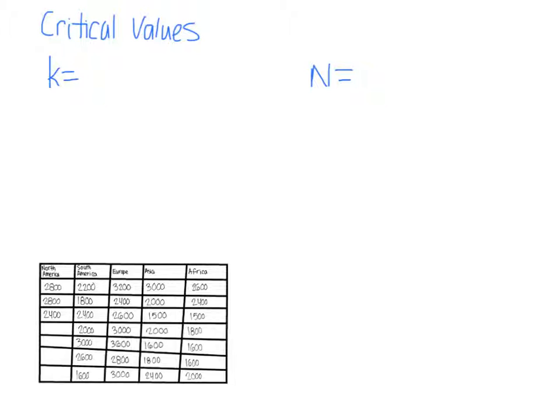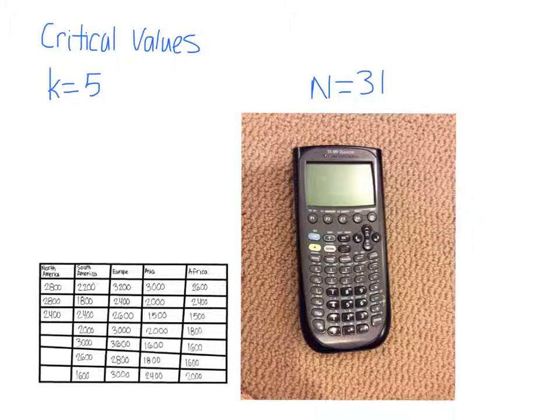The first thing that you need to know before figuring out what your critical values are is what your K and N values are. So K is 5 because there are 5 columns, and N is 31 because there are 31 different data points. To find the critical values, you will need to use your calculator.